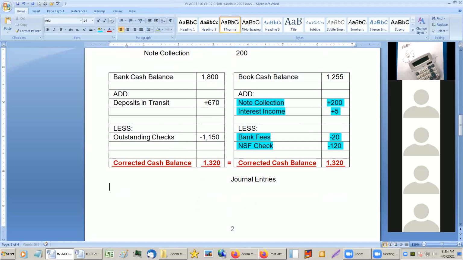Well, I'll tell you which one on here would be the most unusual of the journal entries. That'd be the NSF check. Because we wouldn't just forget about it. You know, we'd have to take it out of cash. The question is, what would be the debit? And the debit would be accounts receivable. So, you know, we would say, okay, they owe us 120.